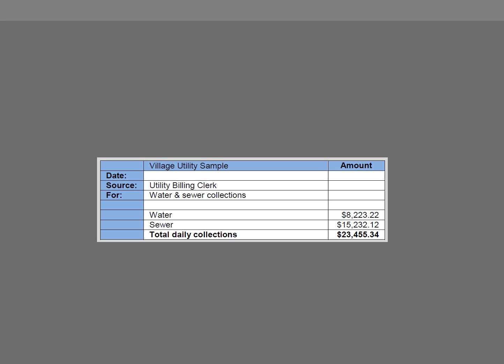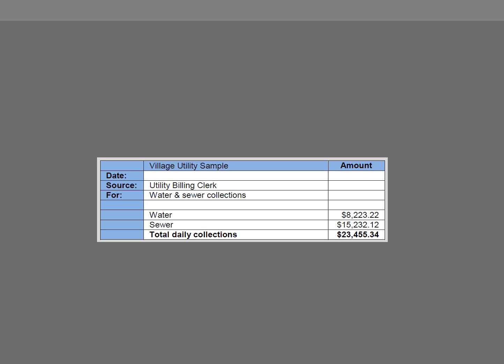In a village, there may be a utility billing clerk that handles the utility collections. If they have billing software, they would probably not write separate receipts for each customer, but enter the customer's payment on their account in the billing software. At the end of the day, they make a deposit for the collections and give the fiscal officer the total posted to the utility software that includes the collection breakdown.